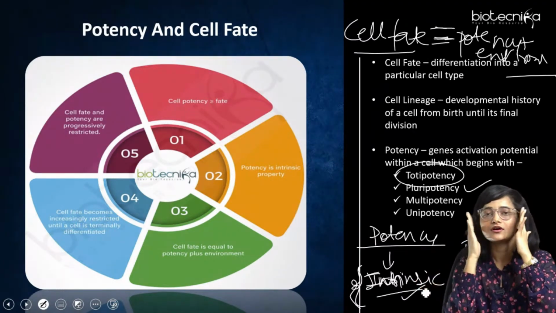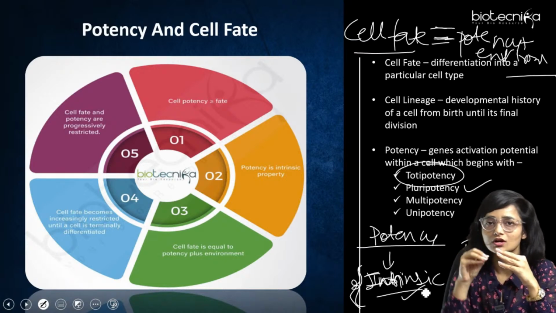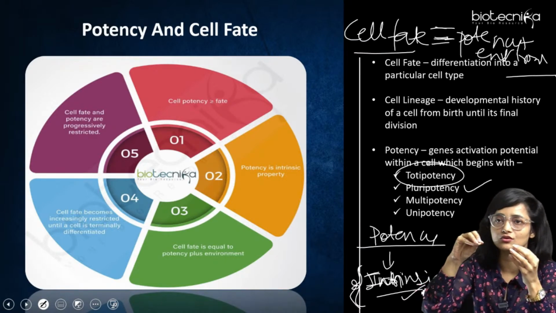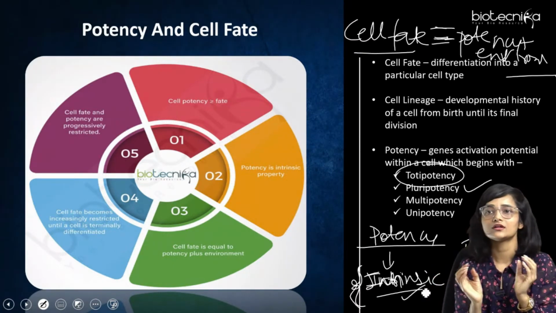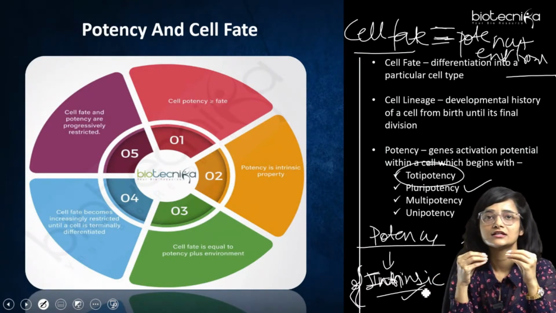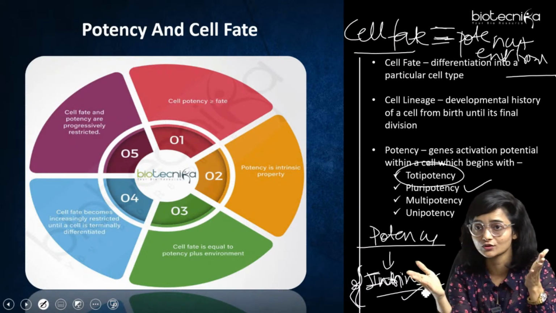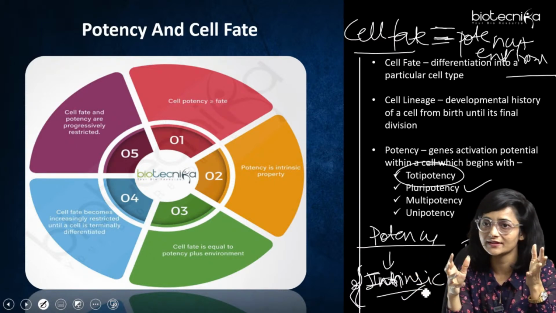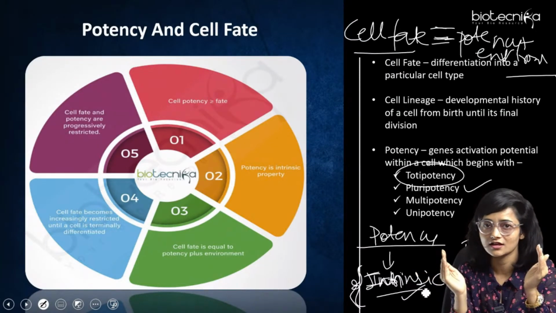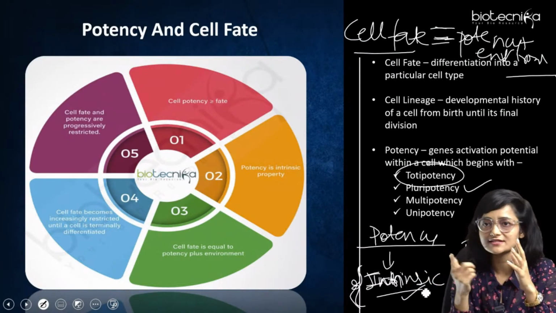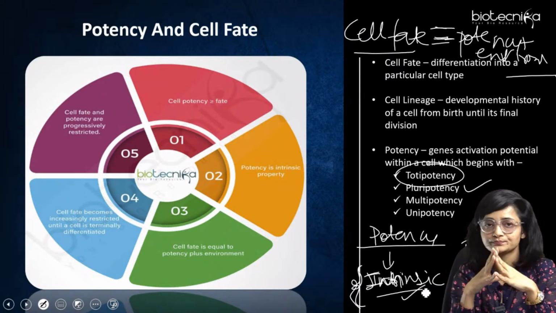So what happens is, if we take a neuron cell and keep it among muscle cells, and we provide all the factors that are required for this particular kind of cell to get converted into a muscle cell, it will get converted into a muscle cell because we have provided all those factors, right? So on the basis of the external environment also, the fate of the cell is decided.